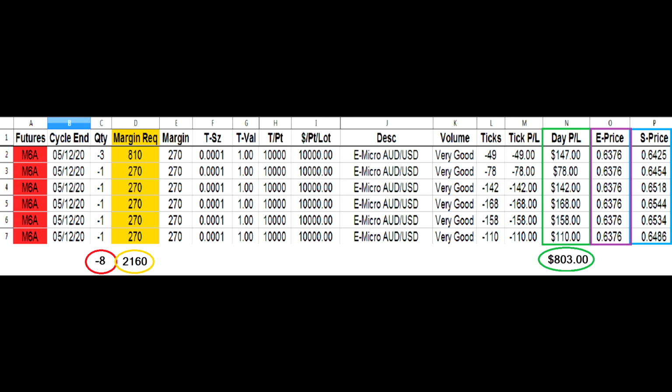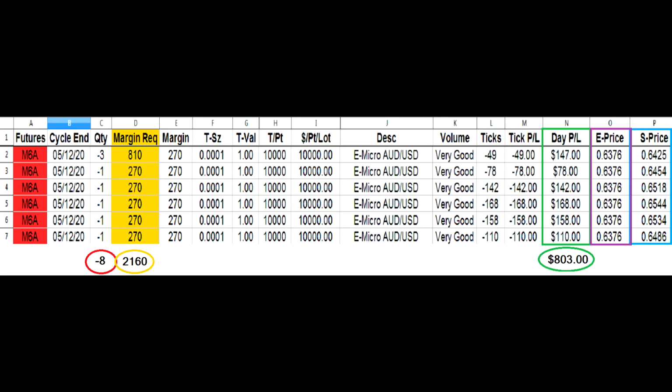So at this point, if you look at the second to the last column to the right, it's highlighted with like a purple outline. That's my target price to get out, 0.6376. Now, at this point, on the close of Friday, it didn't get down to that price. Okay, but that's my target price to get out of these positions. And if I do get out of those positions, I'll make $803 on these contracts, okay?